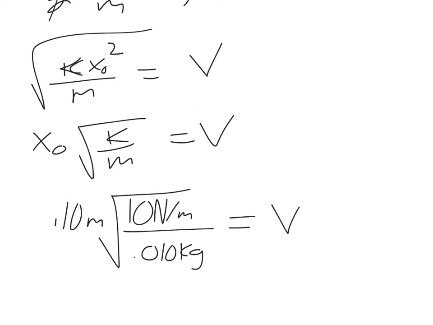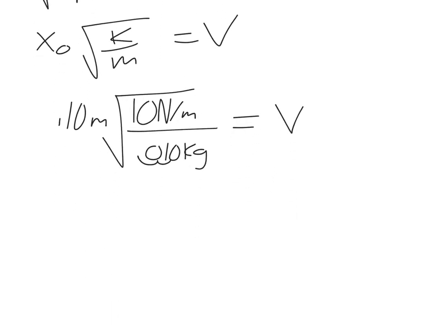All right. Well, I would not put what's under the square root into your calculator because we're just dividing by 10 to the minus 2. So that's an extra 100 on top. So what this really is, 0.1 meters times the square root of 1,000.